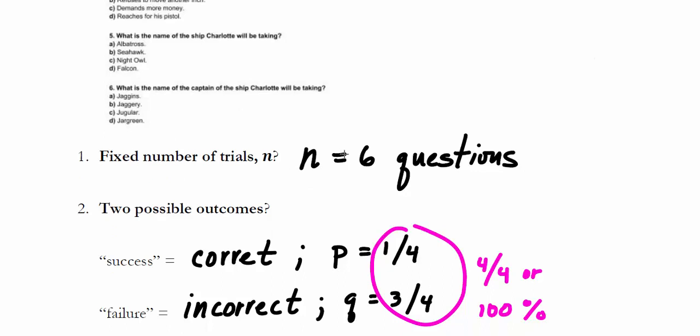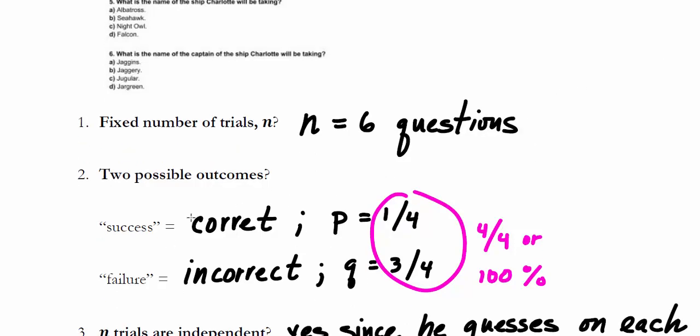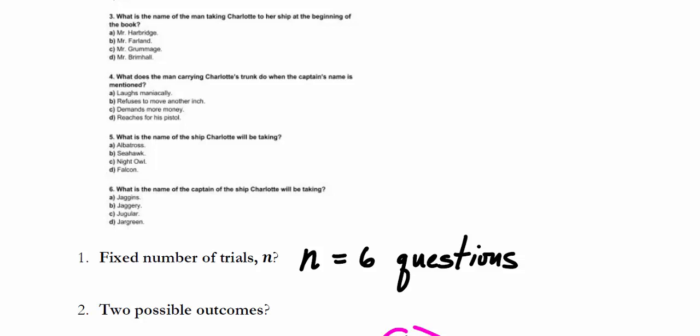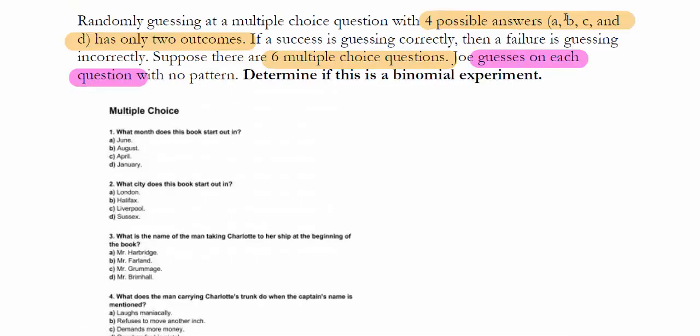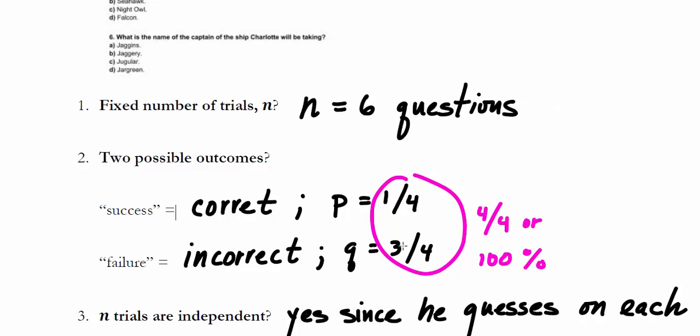Fixed number of trials: yes, there are 6 questions. Are there two possible outcomes for each one? In this case, a possible outcome would be a correct or incorrect answer, either right or wrong for each one. The probability of success, that you do get it right, is 1 out of 4, because there are 4 possible choices, A through D. One is right and the other 3 are incorrect for each question. Notice that if you add both of those probabilities, it will always equal 1 or 100%.